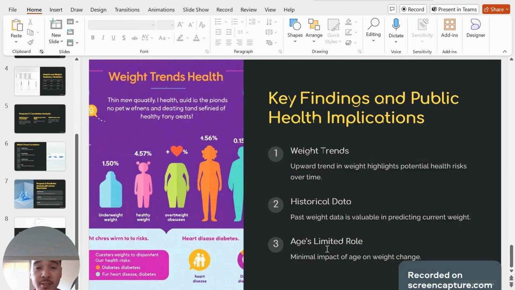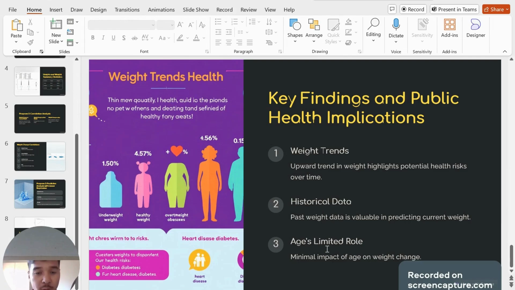Historical data for predictions: past weight information is really helpful in predicting current weights, which shows how useful it is to have a history of someone's data for more accurate predictions. Age's limited role: age doesn't seem to play a big part in weight changes, which shifts our focus to other influences like habits and past weight.